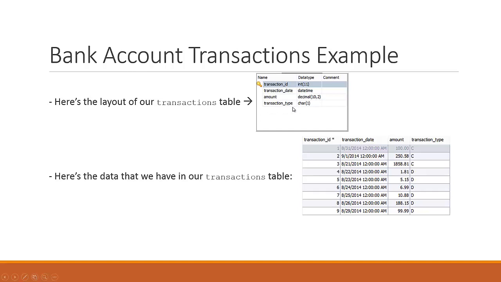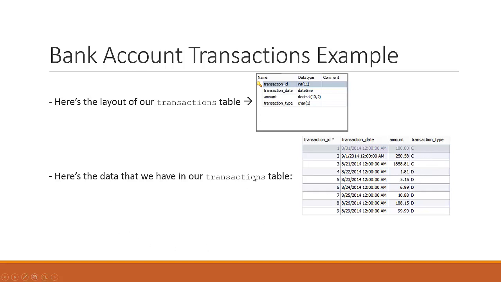Then we have a transaction type, which is, like I said, either debit or credit, which we will use char, a single character to represent it, which is either, well, we can see here a C or a D, which represents a credit or a debit.